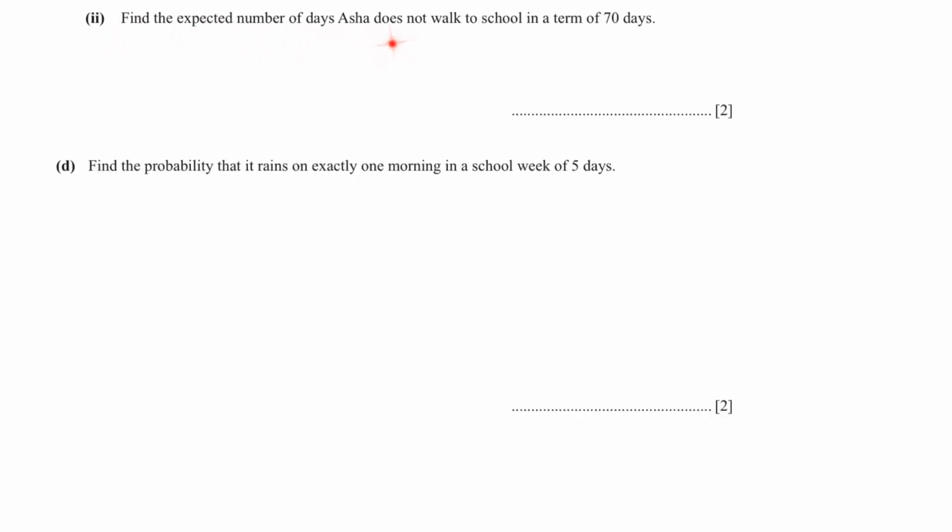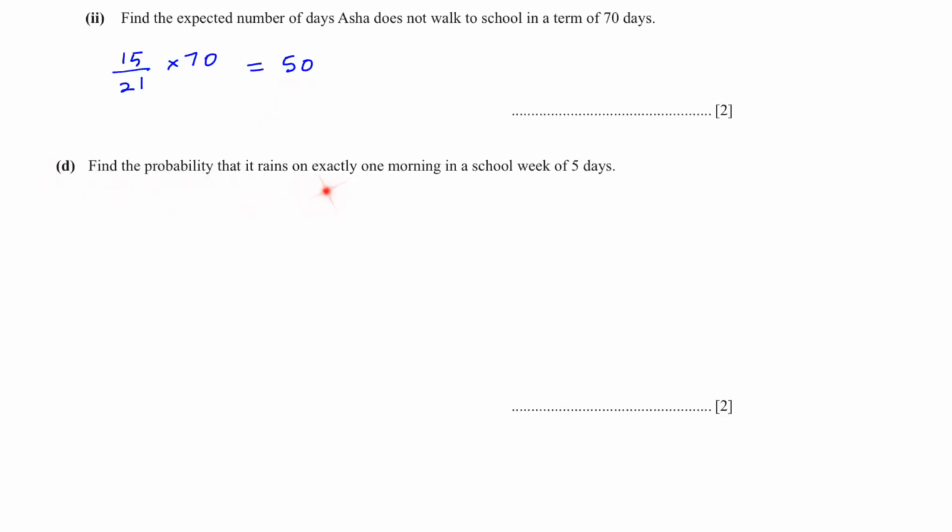Find the expected number of days Asha does not walk to school in a term of 70 days. We already found the probability of her not walking to school is 15 over 21. Just times it by 70 and we have the answer, 50 days.